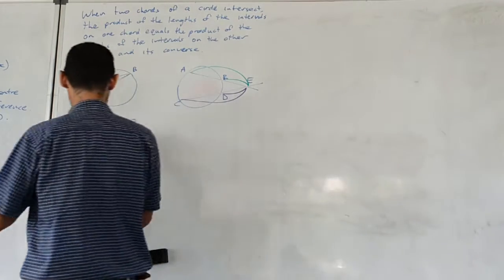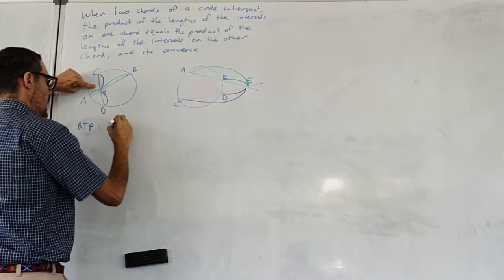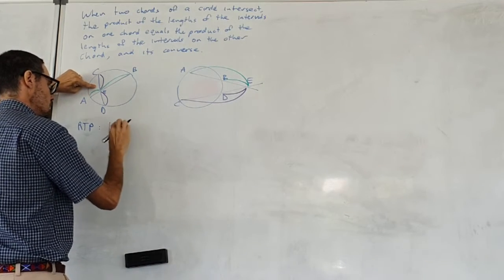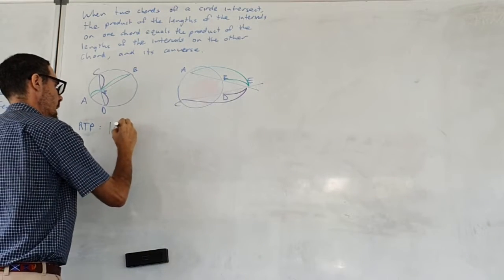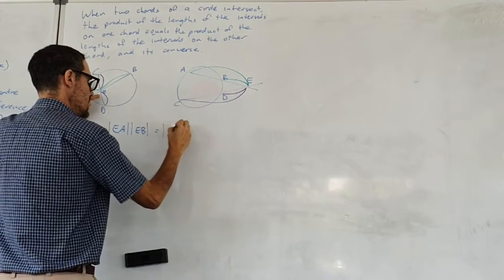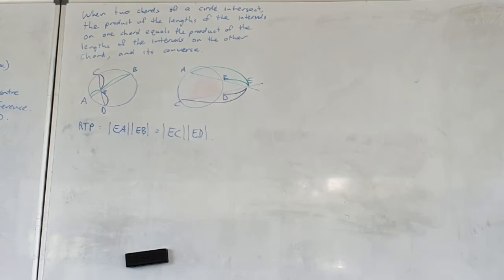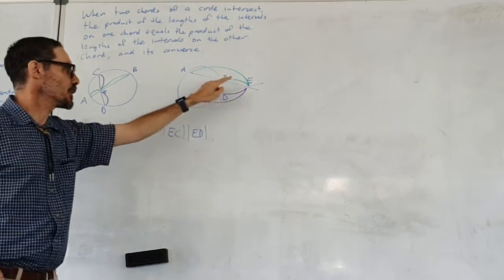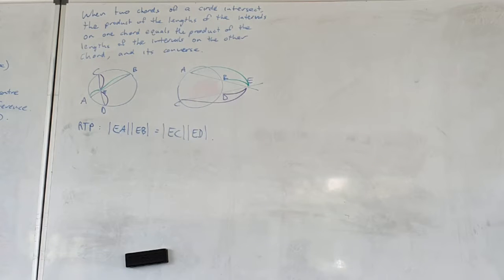So we're required to prove that EA times EB equals EC times ED. Did they go AE or EA? Let's do it the same way they did. EA, okay. EA times EB equals EC times ED. Not EB times BA or ED times DC. We're always measuring the intervals from the point of intersection. That's important.